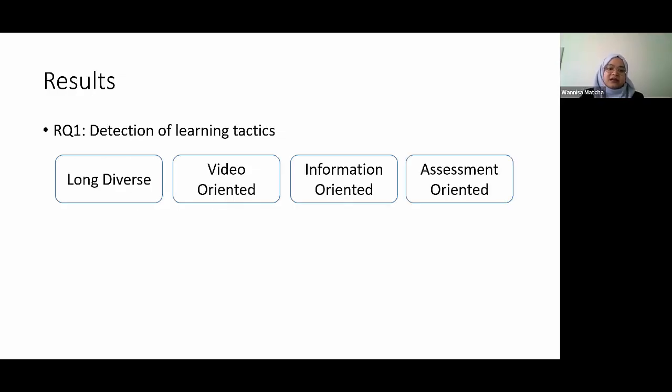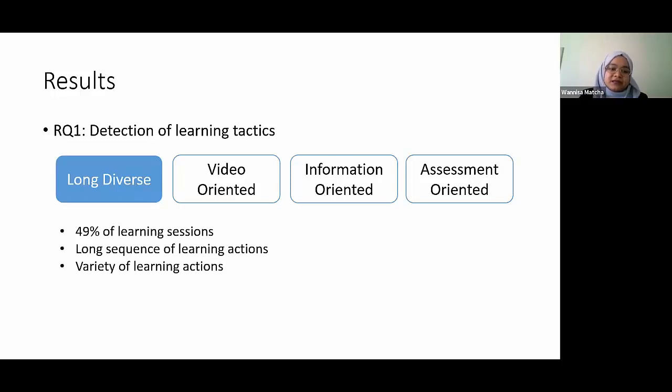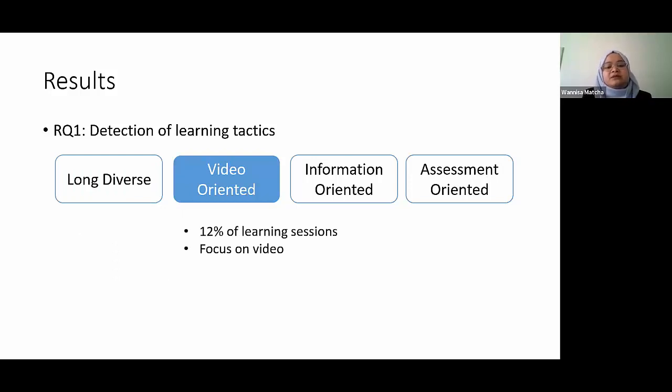As a result, we detected 4 learning tactics, including long diverse. Long diverse consists of 49% of all learning sessions included in this study. The characteristic of long diverse is that each learning sequence is quite long, consisting of more than 60 learning actions on average. They consist of a variety of learning actions. Video-oriented consists of 12% of the learning sessions included in this study. The main learning action for this category is that they are focusing on the video.